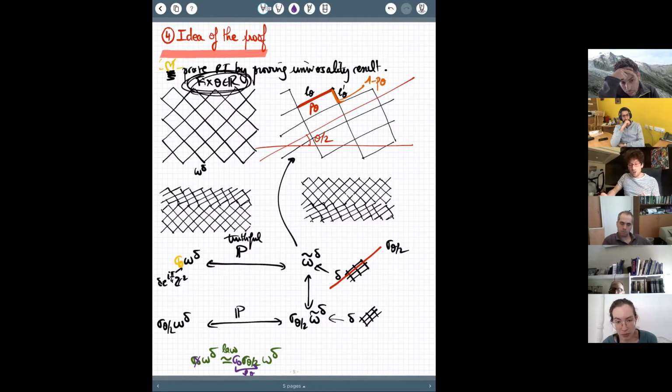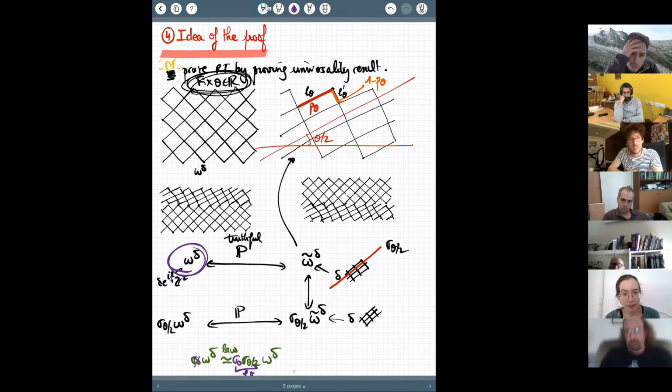So why do I call it a proof of rotation invariance by proving universality? Here what we do is that we are proving that, let's ignore this thing for a moment, percolation on delta Z2 has roughly the same law as percolation on another lattice. It's exactly a universality result, saying that if you take two different lattices, you have almost the same law.